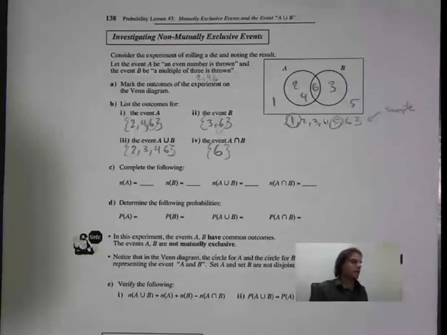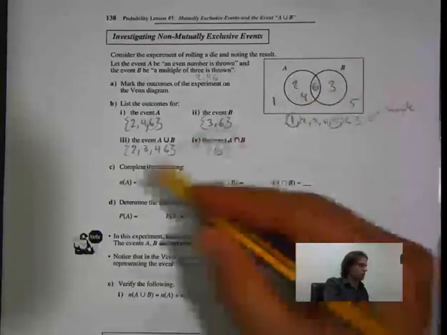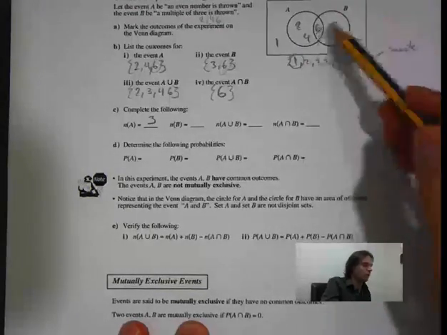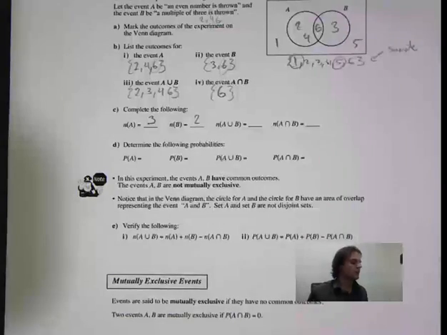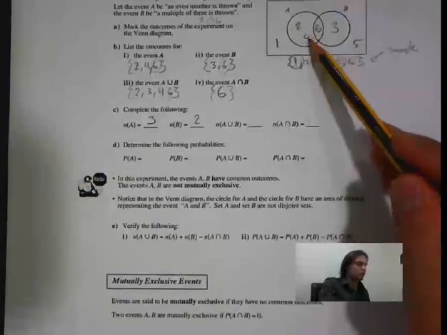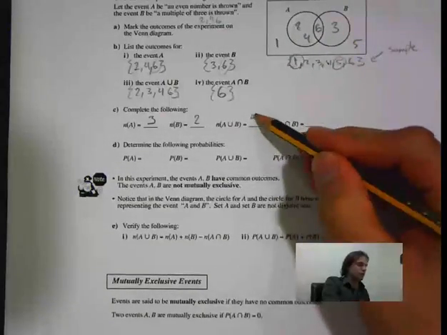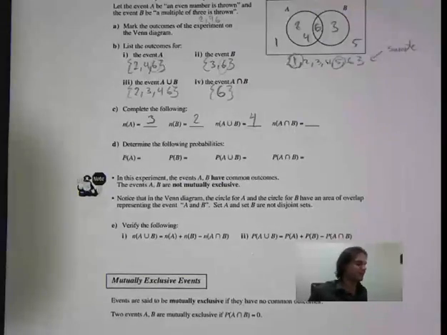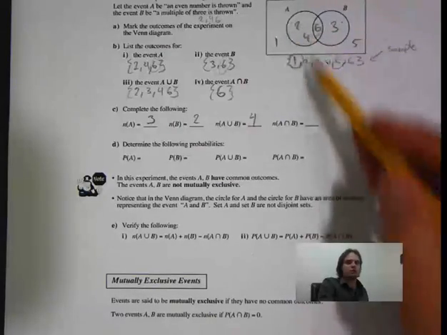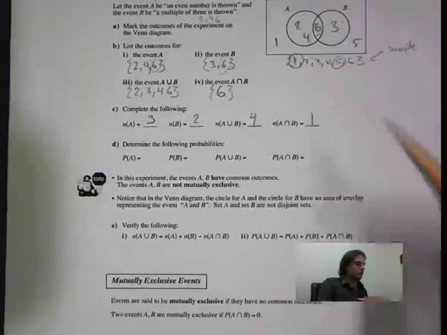Now, complete the following. So what is the number in A? Well, we have 1, 2, 3. There are 3 outcomes in A. What about the number of outcomes in B? How many of them can be multiples of 3? We have 1, 2. Now how many could be even or multiples of 3? 1, 2, 3, 4. There's 4 in my union. Now, how many are in A and B? Well, only 6 could be a multiple of 3 and even. So there's only 1 in there.